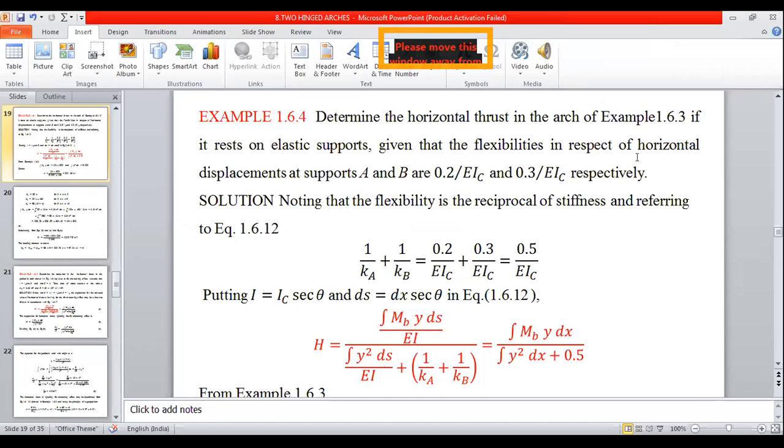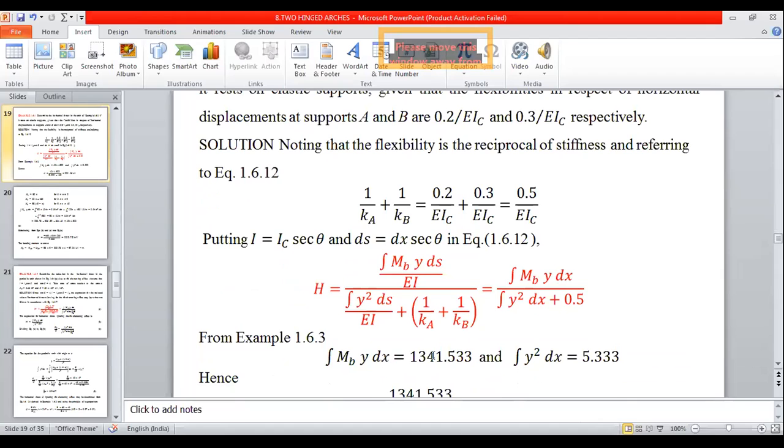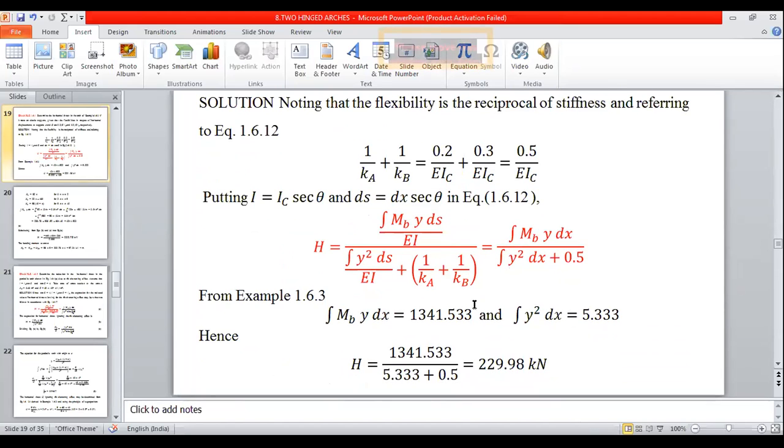Therefore, given flexibilities in respect of horizontal displacement at A and B are 0.2 by AE and 0.3 by AE. Therefore, the horizontal thrust equation will have 1 by K_a plus 1 by K_b. You know 1 by K_a is equal to 0.2 by AE and 1 by K_b is equal to 0.3 by AE, that is 0.5. So everything is known. Integral M_b y dx is 1341.55. Integral y square dx is equal to 5.33, and the second part of the denominator is 0.5. E and A all get cancelled. Then H is equal to 229.9, nearly 230.